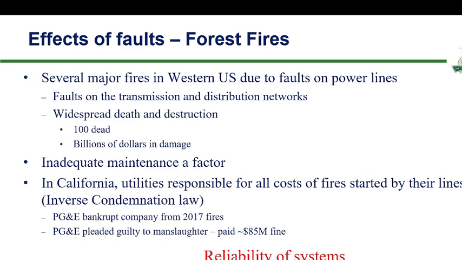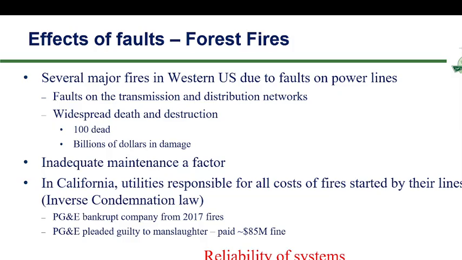All right. In this slide, I want to highlight the severe impact of power system faults in causing forest fires, particularly in the western US. Several major incidents have been linked to faults on both transmission and distribution lines, and they can lead to widespread destruction, losses of life, around 100 fatalities, and billions of dollars in damage to our system. In many cases, inadequate maintenance of electrical infrastructure has been identified as a contributing factor.